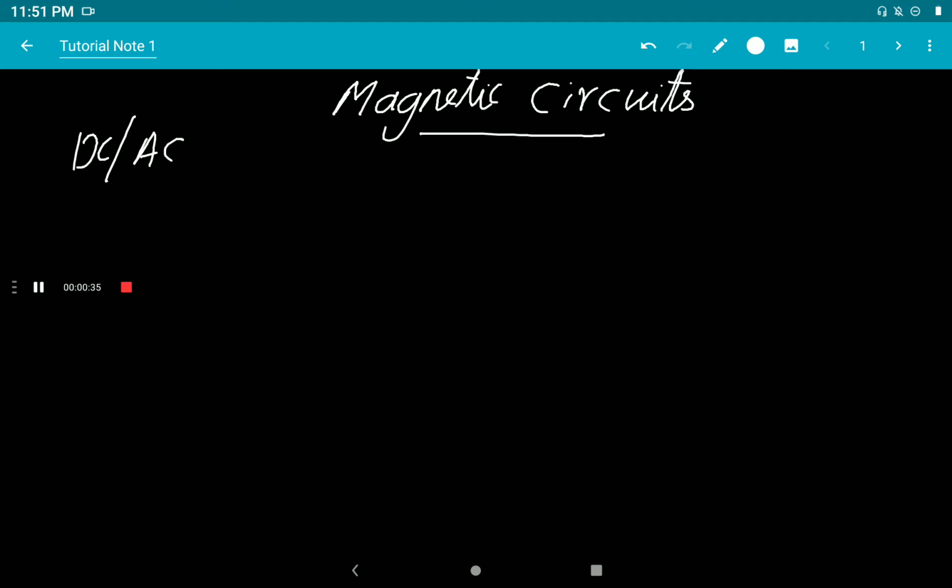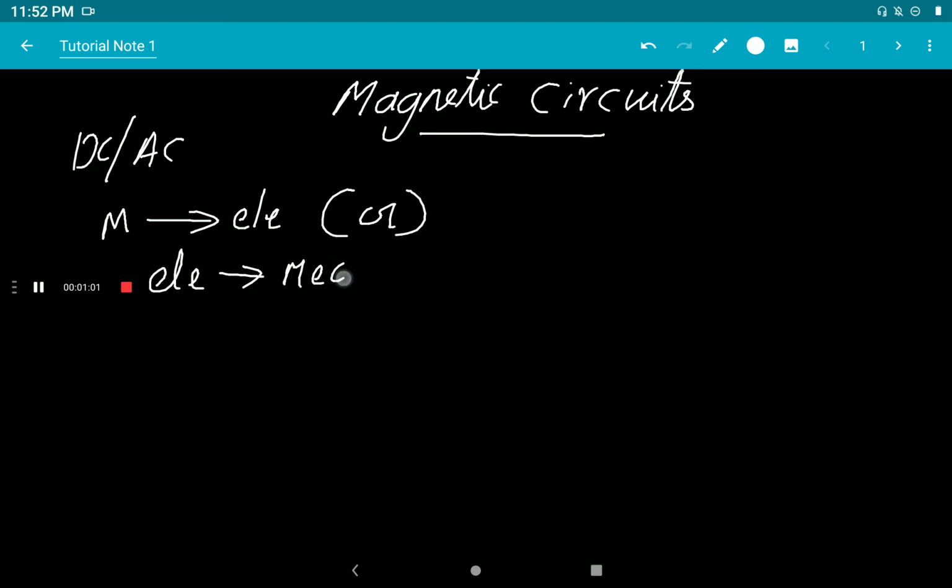Whenever we convert mechanical energy into electrical energy, we call it an electrical generator. And when we convert electrical energy into mechanical energy, then we call it a motor, an electric motor. We will be concentrating on both these machines.